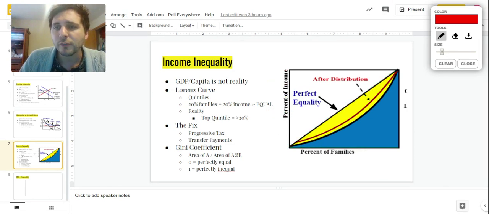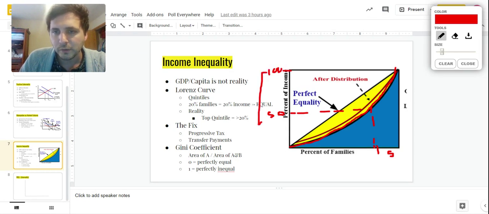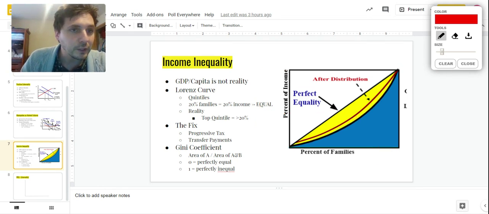In reality, this curve right here represents our reality. Our final quintile, quintile 5, owns something like, I don't know, about 50%. So from 50 to 100, this small group of people owns that much of our income, as indicated by the intersection of this curve. In other words, a small portion of our population owns the vast majority of our income. This is far more likely, and that's a market failure.